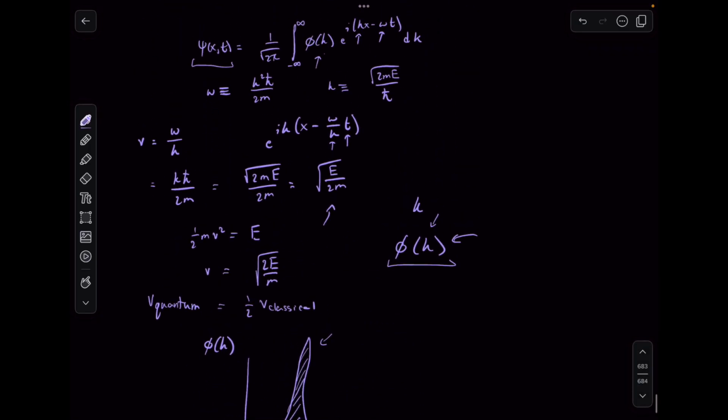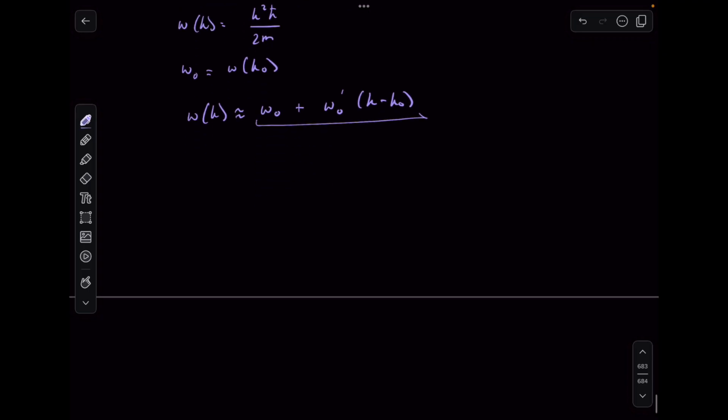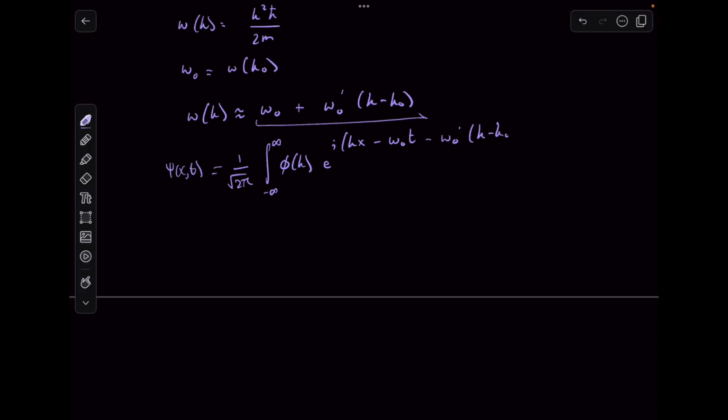Now we can replace this in our integral and see what we get. So we have 1 over the square root of 2 pi, the integral here, and then minus omega naught t minus the derivative of omega naught, times k minus k naught, times t, and this is our new wave function.